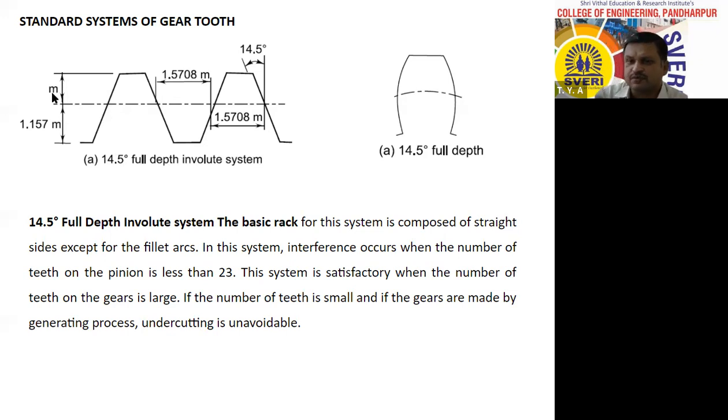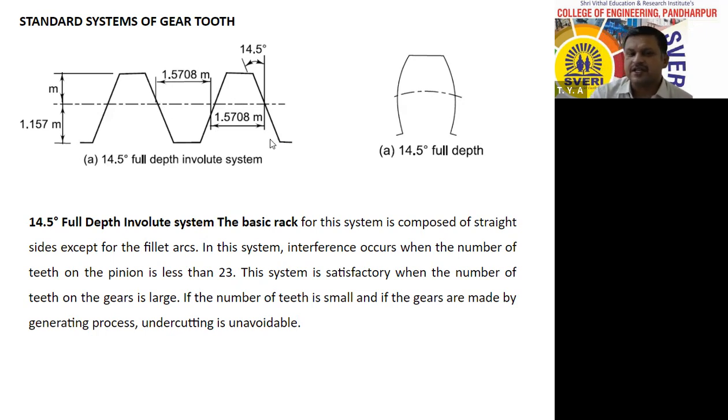Suppose you take module as 5 mm. Therefore, 1 into 5 means 5 mm addendum height will be there. Similarly, dedendum, which is nothing but the portion below the pitch line, has the proportion 1.157 times module. Therefore, 1.157 into 5 mm will be your dedendum. Now, this is tooth space, 1.5708 times module. Therefore, 1.5708 into 5, that much will be the tooth space. This is tooth thickness. Its proportion is 1.5708 times module.